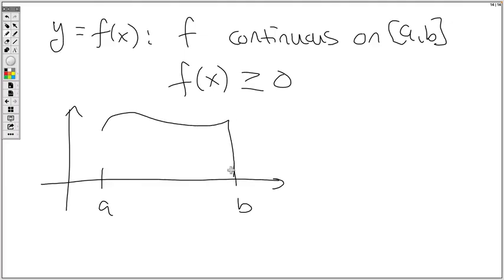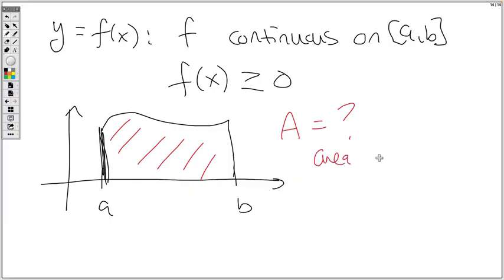So it looks like this. We were interested in figuring out what the area was between the x-axis and the curve. So A is the area between y equals 0 and y equals f of x. You follow? And how did we set about this problem?